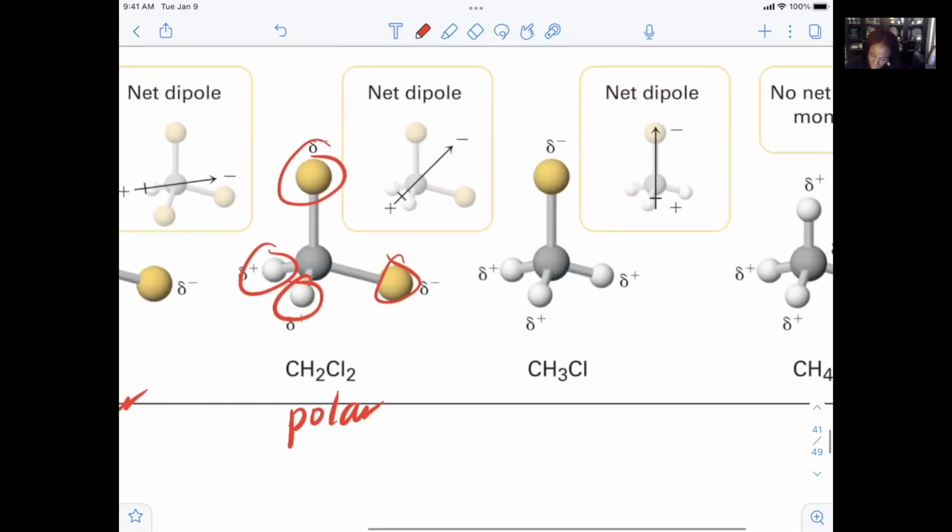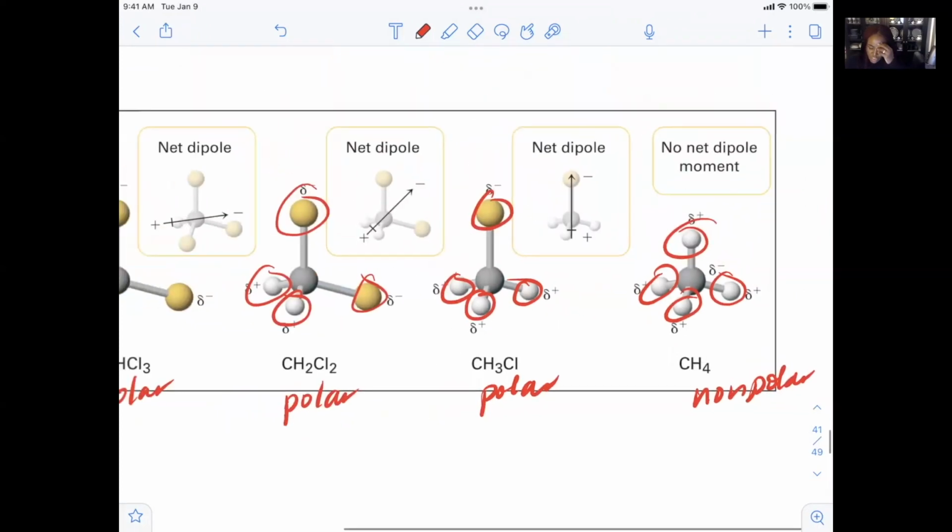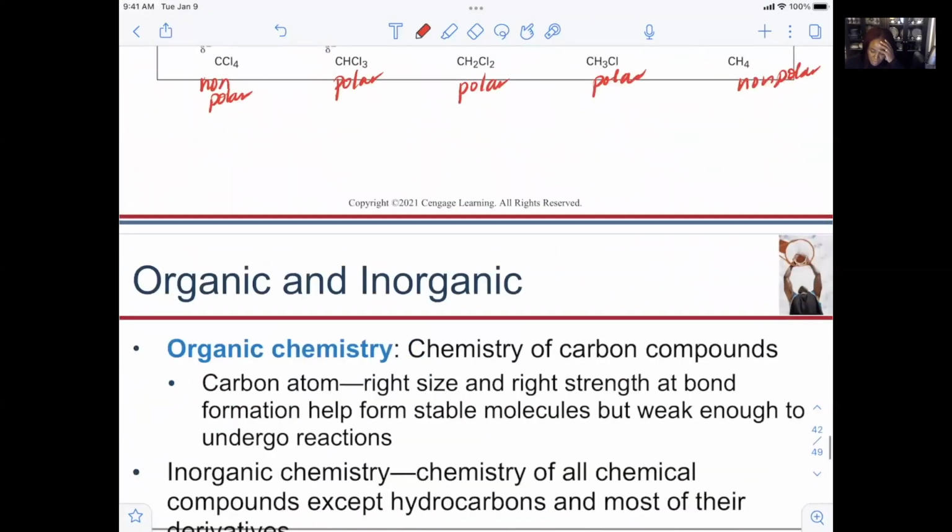This one here, these 3 are not like that one. So this is going to be polar. Now here, all 4 are alike again. So it's going to be non-polar. No difference, right? And it shows in the net dipole here. You can read it into that. We're not going to be doing much with that.